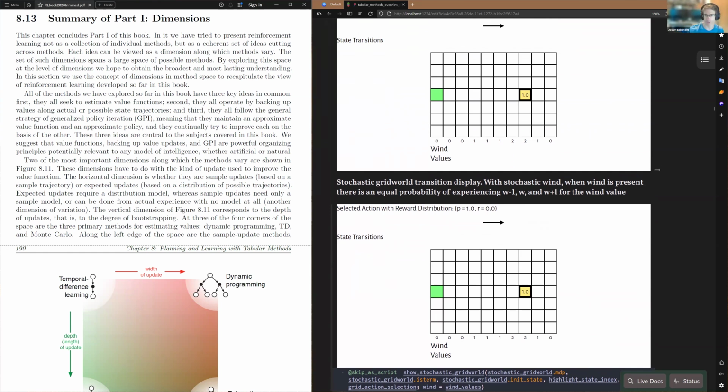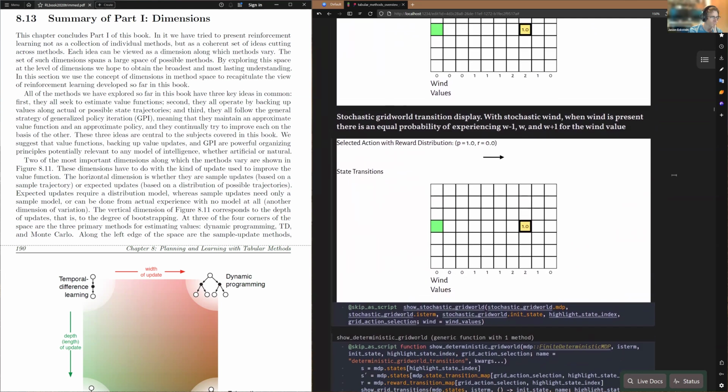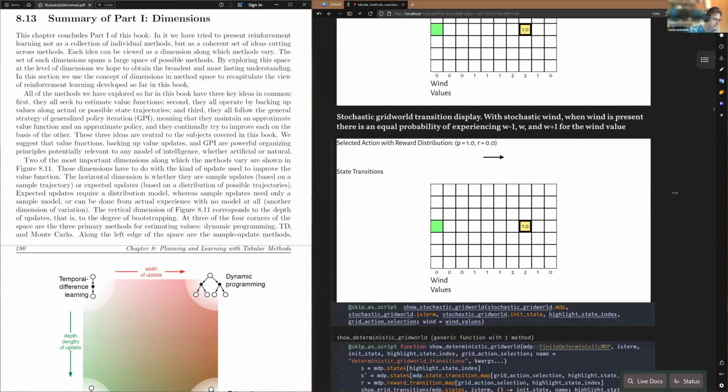So the purpose of this is just to introduce what is meant by an MDP and the transition function. So that seems good. No follow-up questions?